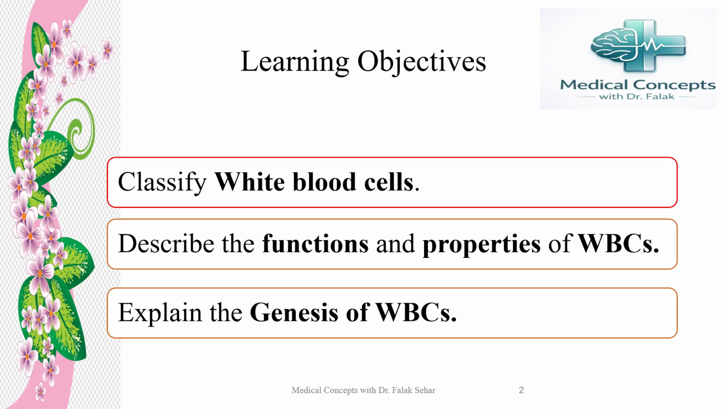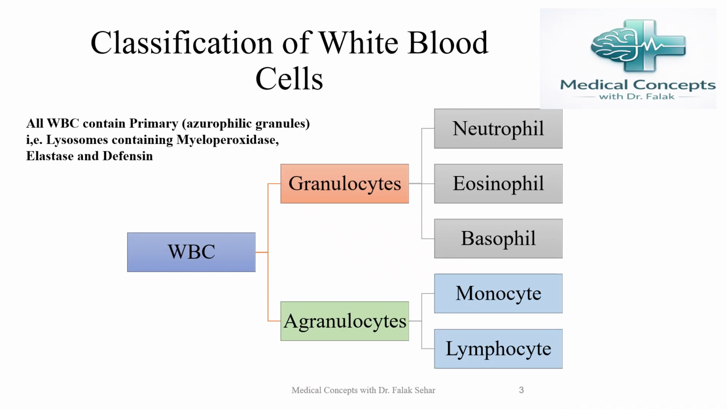Now this slide shows the classification of the white blood cells based on cytoplasmic granules. Importantly, it is to note that all WBCs contain primary or azurophilic granules, which are actually lysosomes rich in enzymes like myeloperoxidase, elastase, and defensin. However, the classification into granulocytes and agranulocytes is based on the presence or absence of secondary or specific granules. So WBCs are divided into two main groups, that is the granulocytes and agranulocytes.